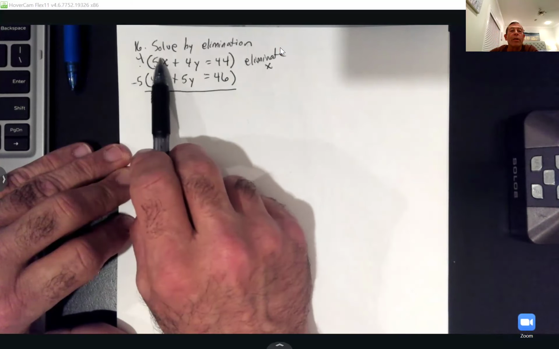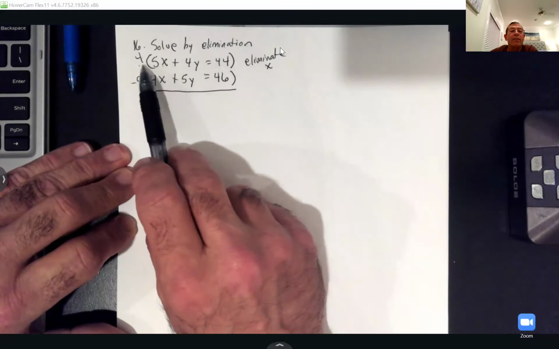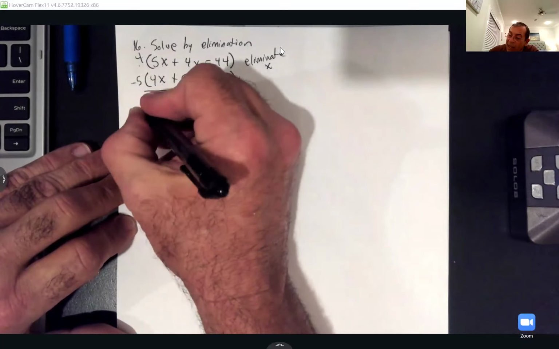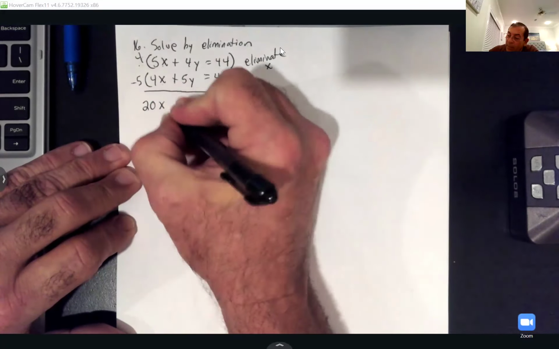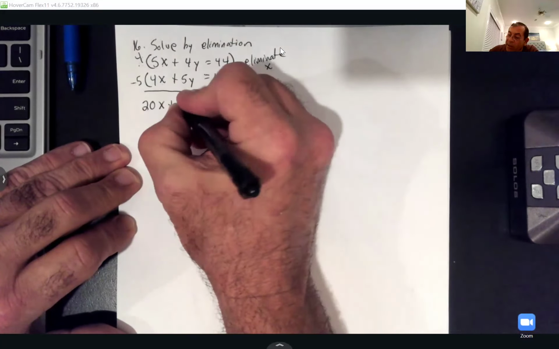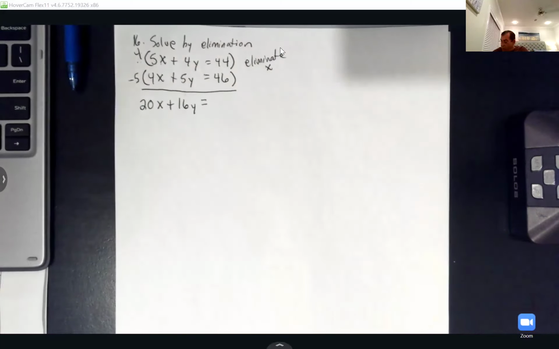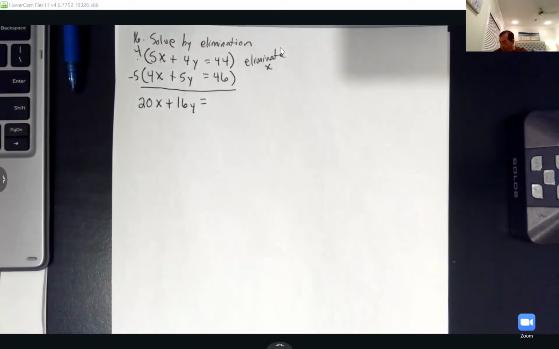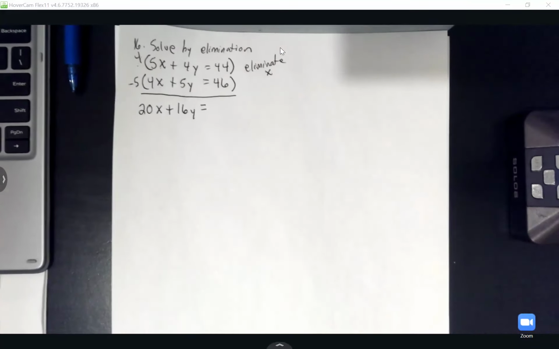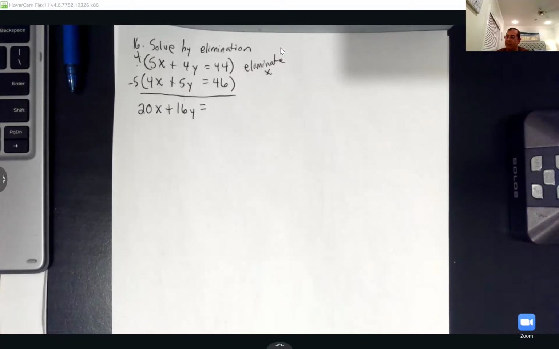So remember, the 4 gets distributed to all 3 of these. So 4 times 5 gives me 20x. Plus 4 times 4 is 16y. That's going to equal 44 times 4. I think that's 176.